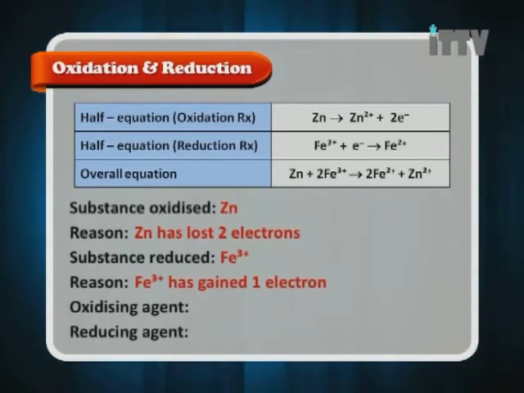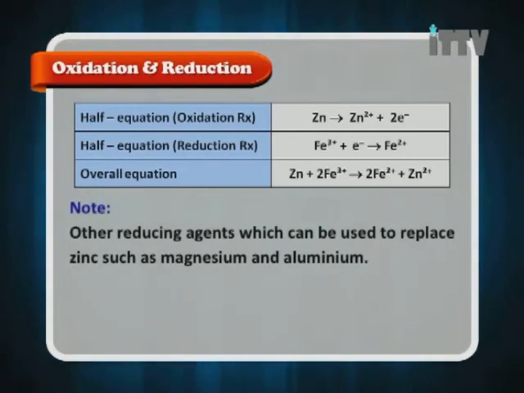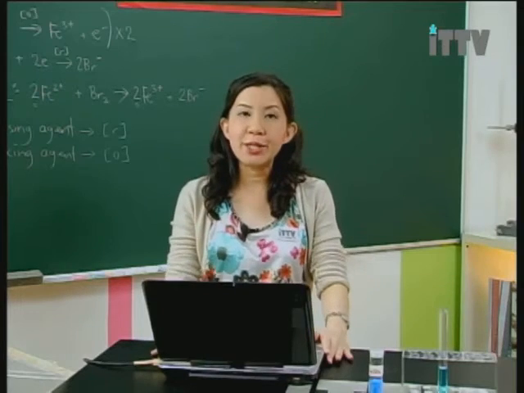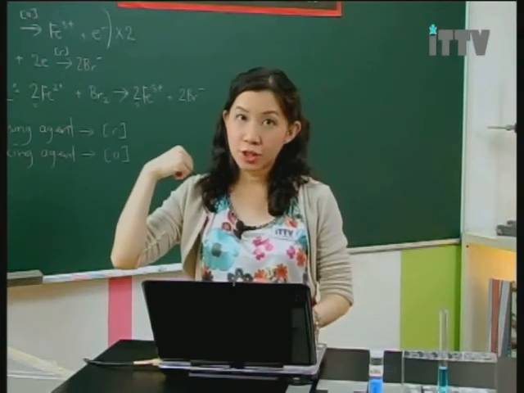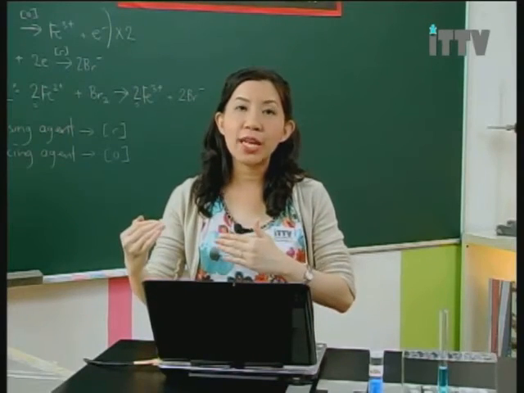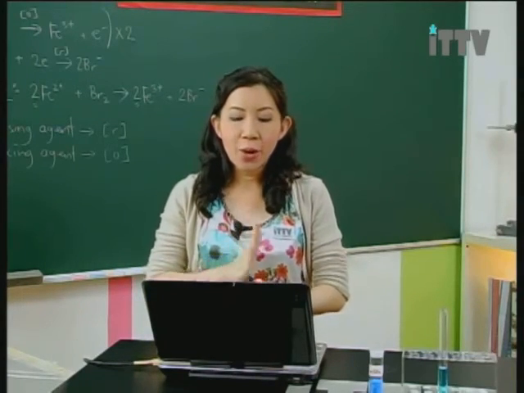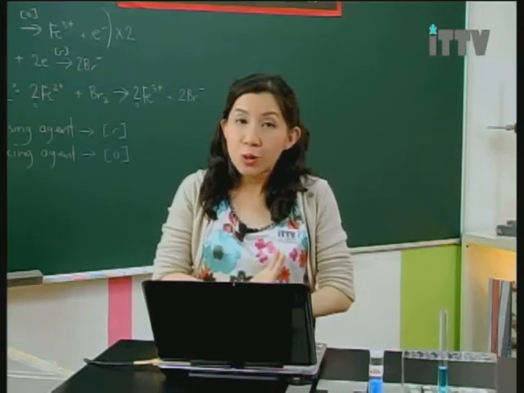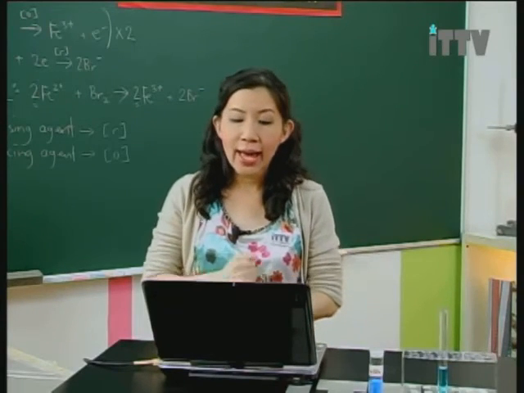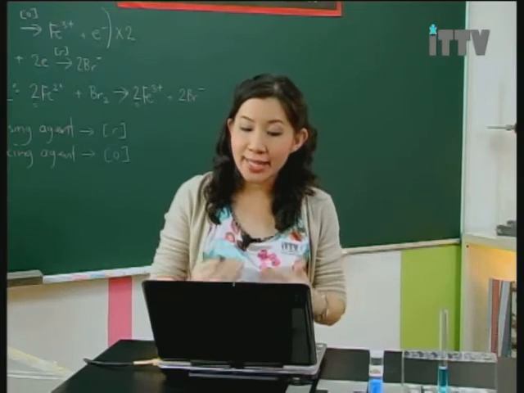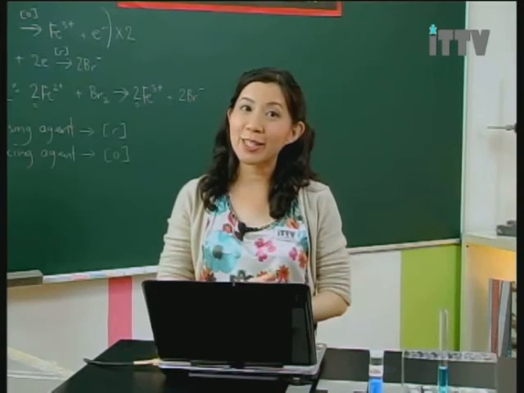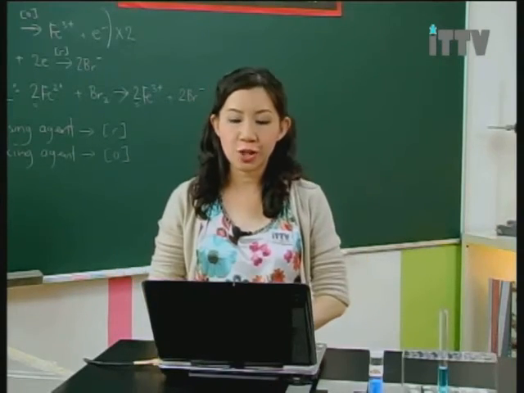And the oxidizing agent, remember, is the agent that is reduced. So the substance reduced will be Fe3+, and the reducing agent will be zinc. Note, other reducing agents can be used to replace zinc, such as magnesium and aluminium. We can derive the overall equation using the same method as I've just shown on the board: we need to make sure the number of electrons for both half equations are the same, and you just add up the two half equations. So remember that the oxidizing agent is always a substance reduced, while the reducing agent is always a substance that is oxidized. The substance oxidized in this case is none other than zinc, because zinc has undergone oxidation to become Zn2+. Zinc has released 2 electrons.